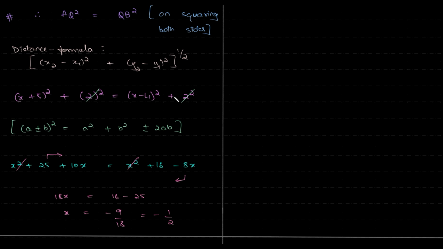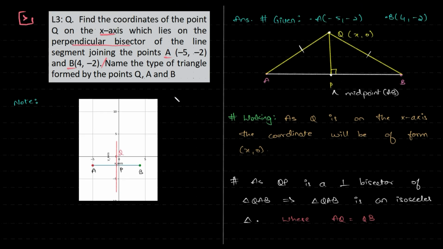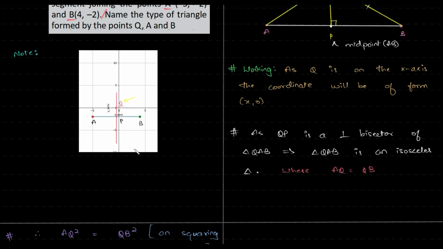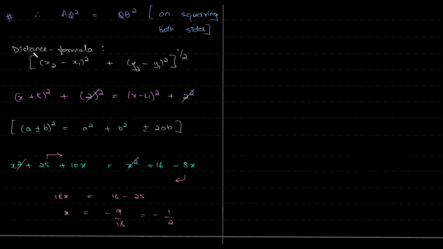Are we done? Let's have a look. Name the type of triangle formed by the points. Okay, we're still not done. We just found the Q value. This is -0.5, and 0. It makes sense, right? We can see a bit over here, kind of a clue. So yes, it's negative. So now, how can we tell what kind of triangle it is?